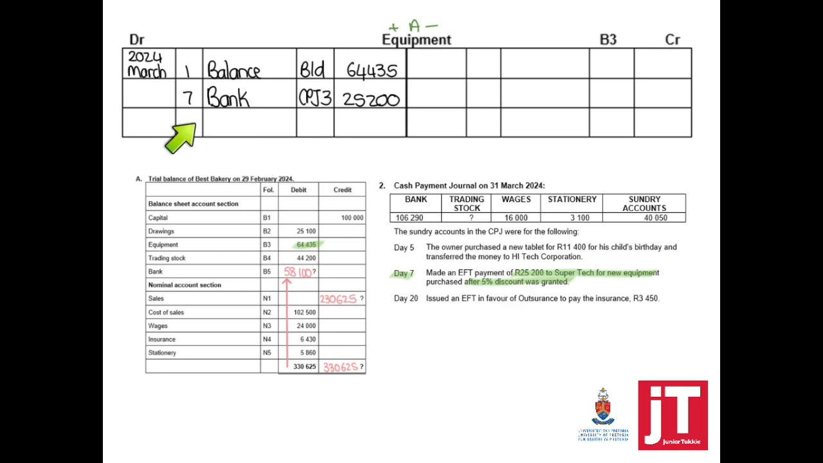So this transaction happened on day 7. From the CPJ, my details will always be bank and the amount is $25,200. There's no transactions on the credit side, so I can draw a line and I can total it.